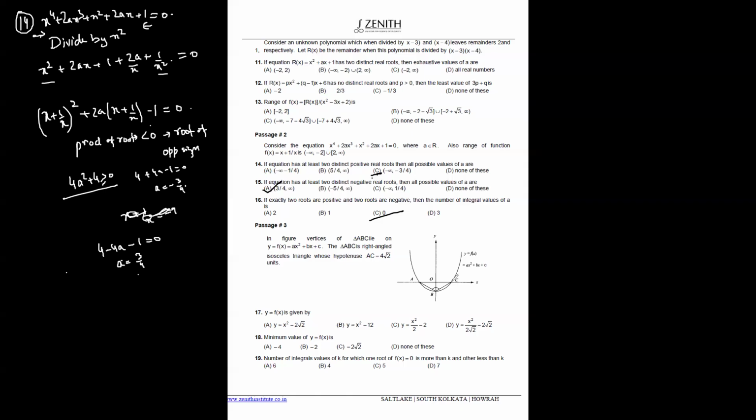So AC is 4√2. While considering the vertex, this becomes 2√2, 0, and this becomes -2√2, 0. So it's a quadratic whose roots are 2√2 and -2√2. And b is here. If we take the vertex as 0, -beta, then this length would be beta.